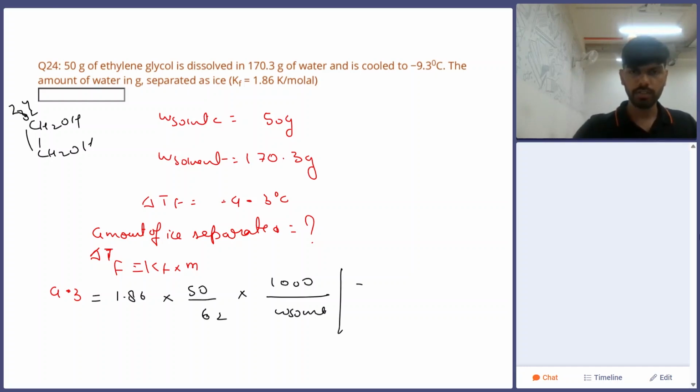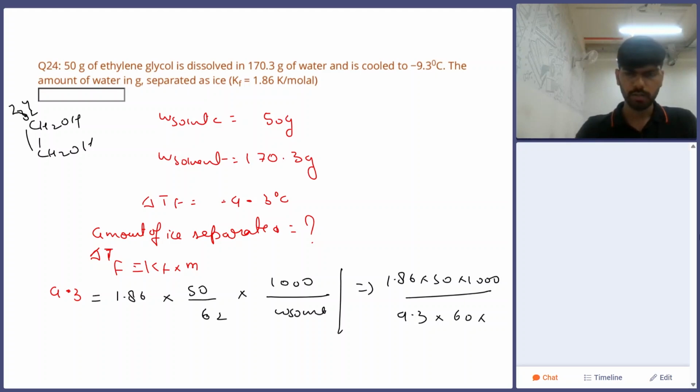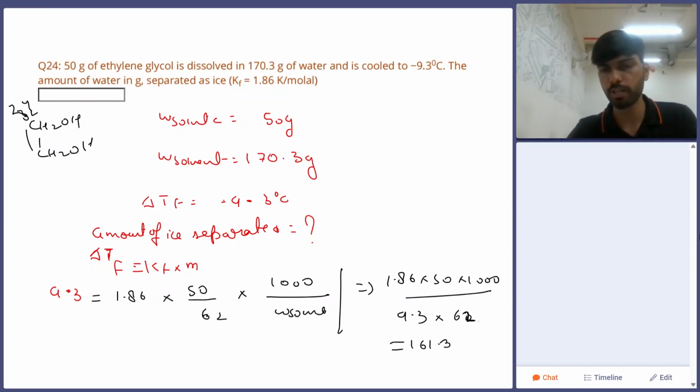So when we solve this, we will get 1.86 into 50 into 1000 upon 9.3 into 62. Students, when we solve this one, we will get a value nearby 160, and it will be 161.3.